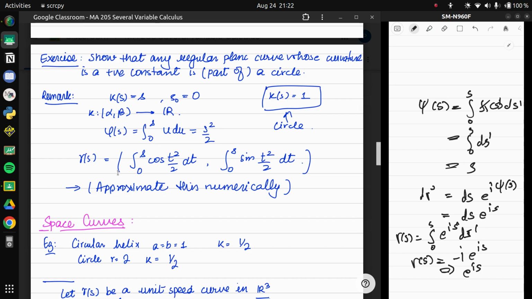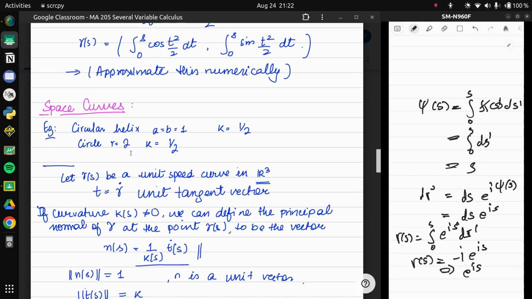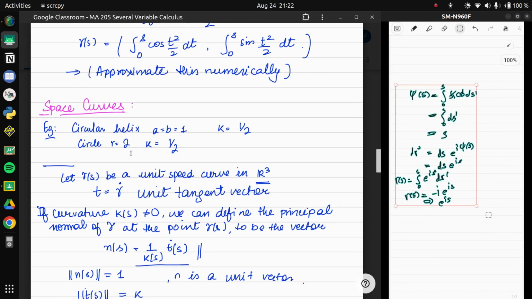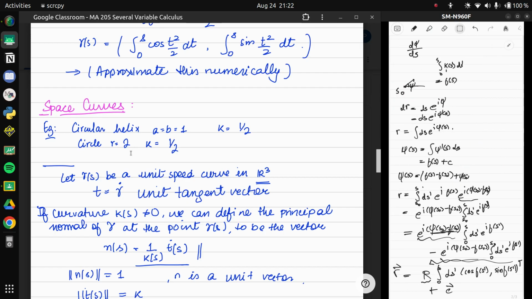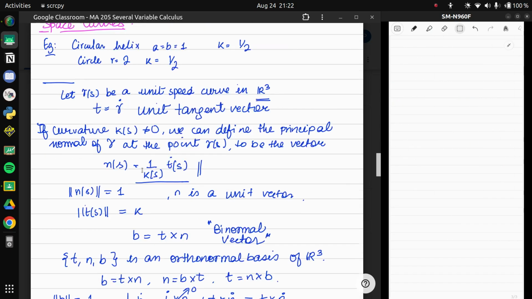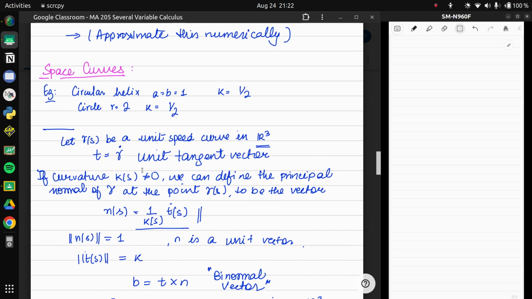Okay, next. Next is the circular helix, with unit tangent. Can you find the principal normal at r as the point of the vector?